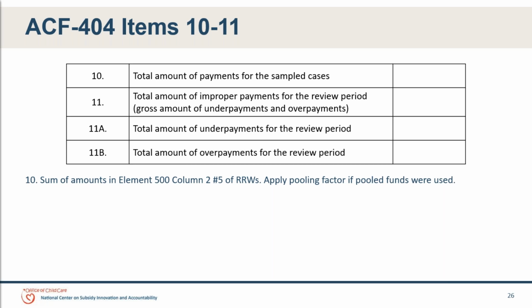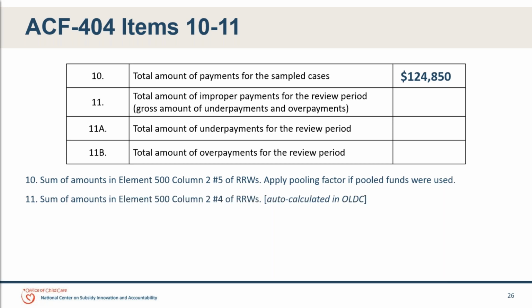This is another item where you would apply the pooling factor if you have one. Our state had $124,850 in total payments for all of those 276 sampled cases. So item 11 is the total amount of improper payments for the review period, and this is the gross amount of underpayments and overpayments.